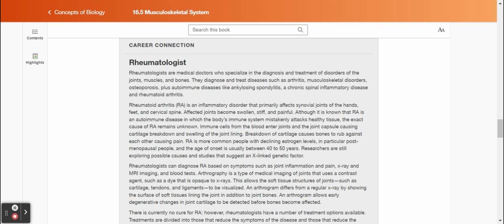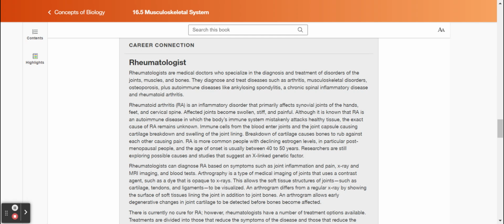Rheumatoid arthritis, or RA, is an inflammatory disorder that primarily affects synovial joints of the hands, feet, and cervical spine. Affected joints become swollen, stiff, and painful. Although it is known that RA is an autoimmune disease in which the body's immune system mistakenly attacks healthy tissue, the exact cause of RA remains unknown. Immune cells from the blood enter joints and the joint capsule, causing cartilage breakdown and swelling of the joint lining. Breakdown of cartilage causes bones to rub against each other, causing pain.